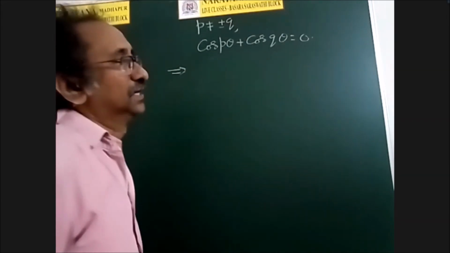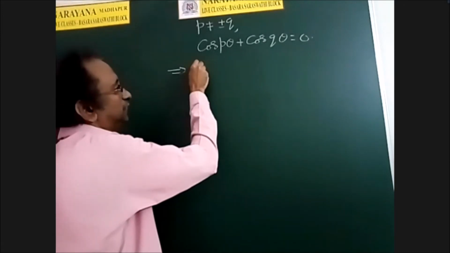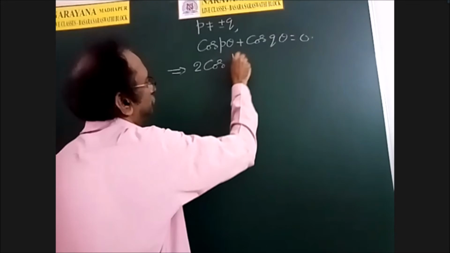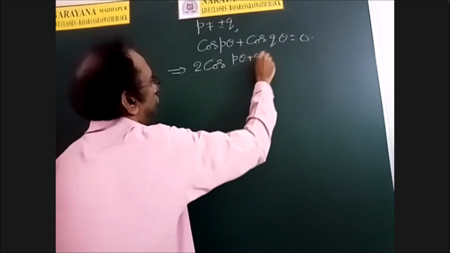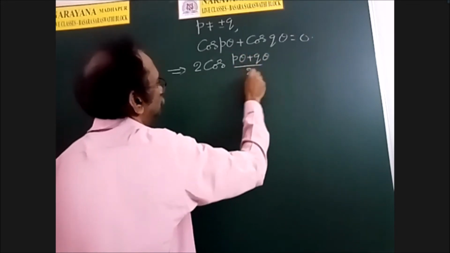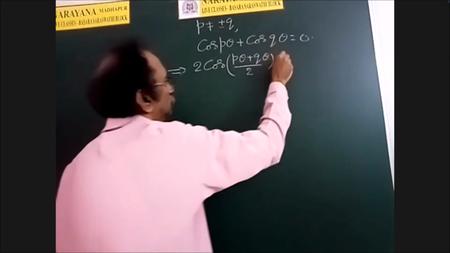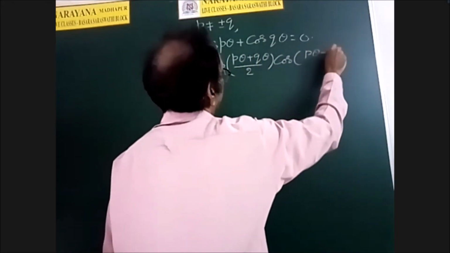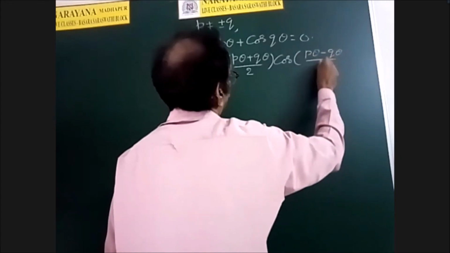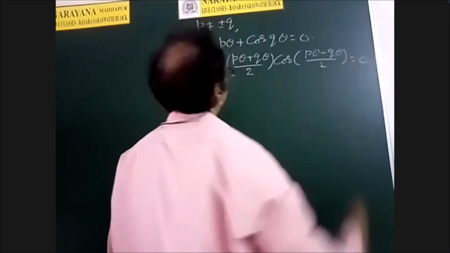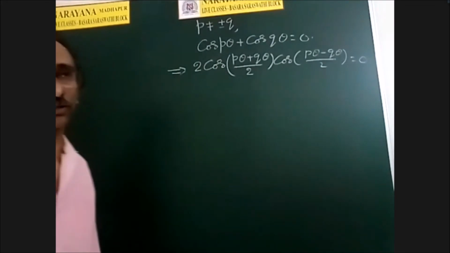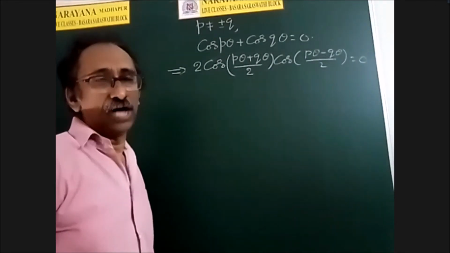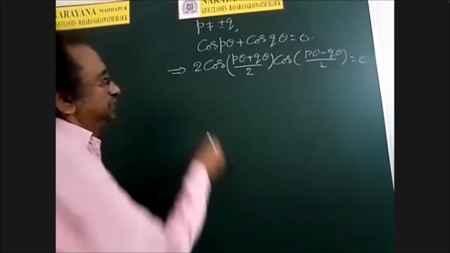We will take the transformation formula, that is 2 cos of (P theta plus Q theta) by 2 into cos of (P theta minus Q theta) by 2. So cos C plus cos D is equal to 0 implies 2 cos of (C plus D) by 2 into cos of (C minus D) by 2 is equal to 0.